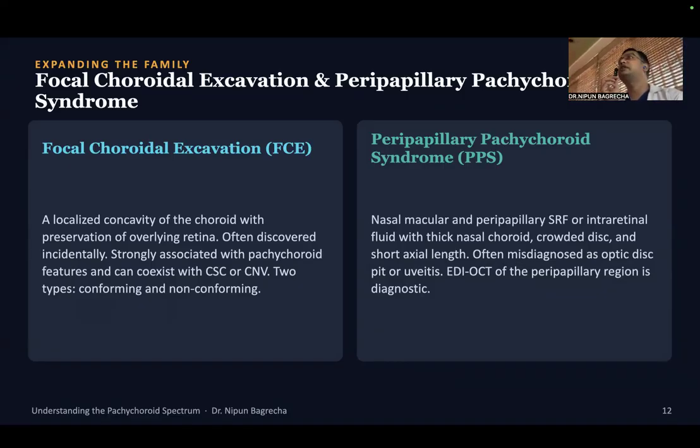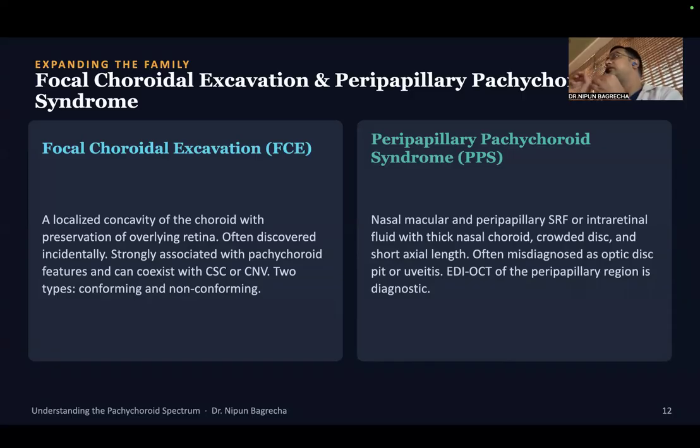And we have seen cases with peripapillary pachychoroid syndrome. That means nasal to the disc and even temporal to the disc, between the disc and the macula, just peripapillary, there is a thickened choroid and there is fluid. So we should always treat those patients.